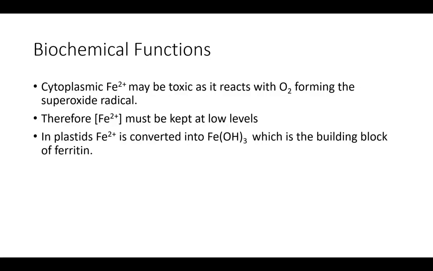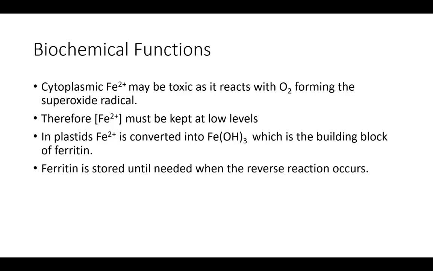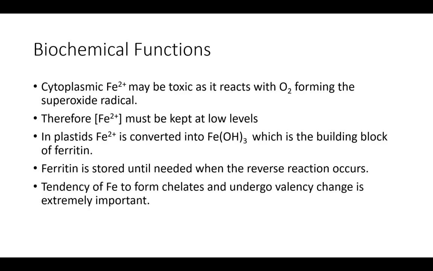In plastids, such as chloroplasts, iron is converted into iron 3 hydroxide, which is the building block of ferritin. Ferritin is stored until needed. When the reverse reaction occurs and the iron is released into the cell, the tendency of iron to form chelates and undergo valence changes is extremely important. Remember, iron does this fairly easily. Because of that, we must use chelates and other materials to move it around or to complex with it.